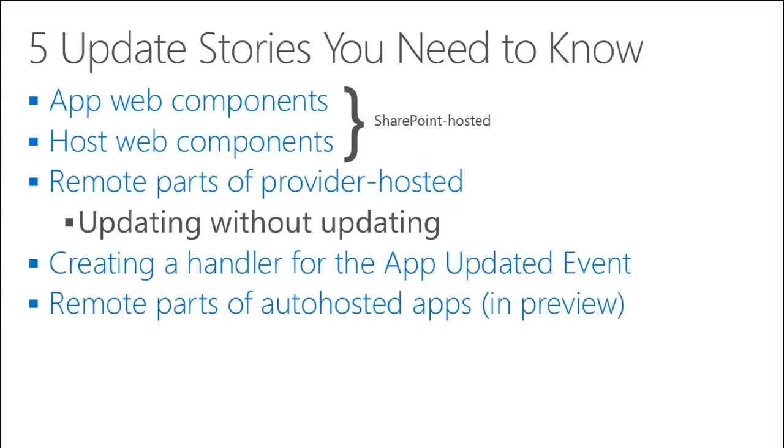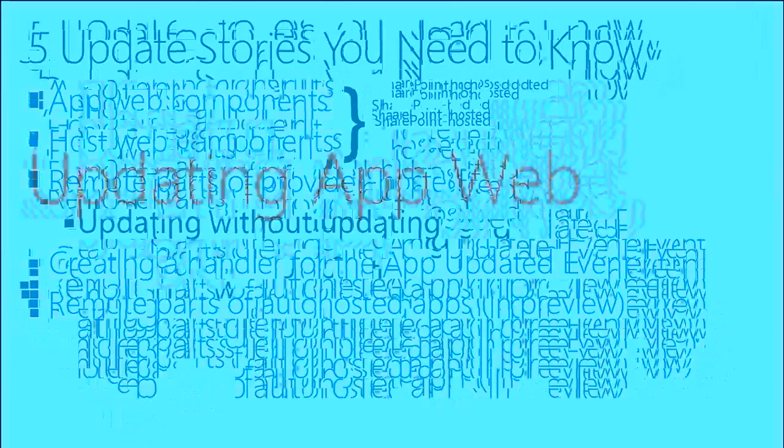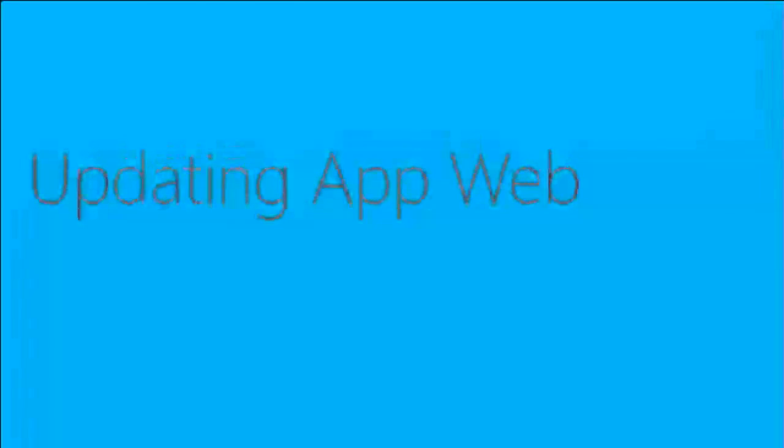And for now, the message is auto-hosted apps are to be used as a kind of proof of concept tool for you to create very quickly an app that eventually you will reconfigure as a provider-hosted app. But given that its only purpose for the immediate future is proof of concept, well, you're never going to update it. So there's no point in me telling you now how to update it. So I'm just going to cut that off the end of today's presentation, even though it's on the slides. Okay, the first of those stories, updating the app web.